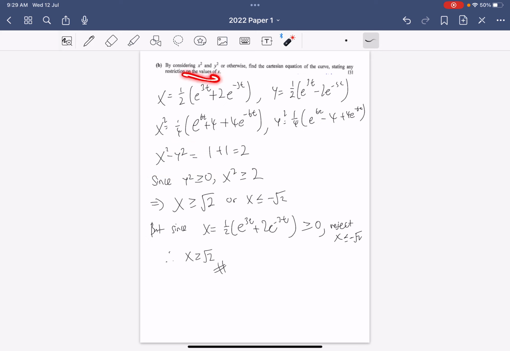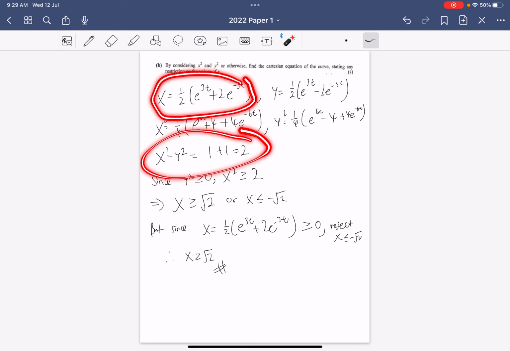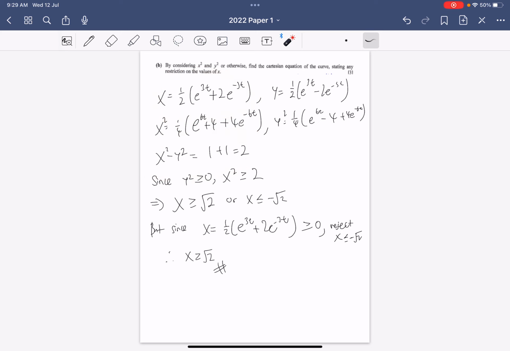And now we need to restrict values on x. Because you are using a parametrization, you need to look at the parametric version, what values it can take and what values this can take. So let's just see. y squared must always be larger than 0. And so for x squared minus y squared to be equal to 2, it must mean that x squared must be at least 2.